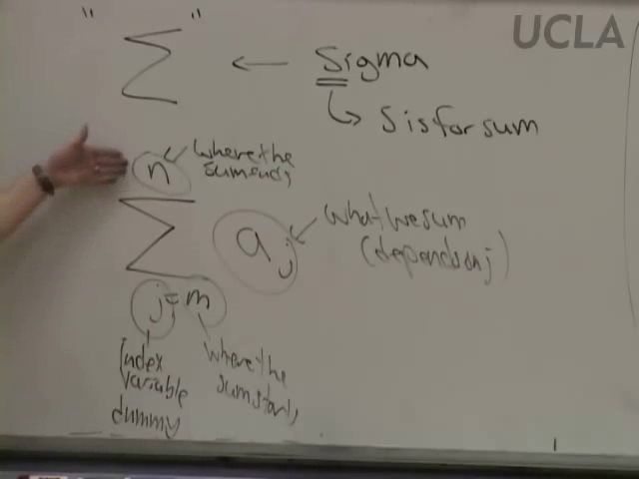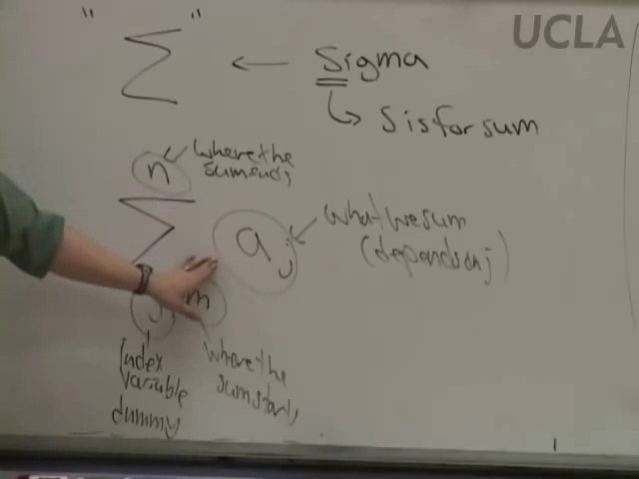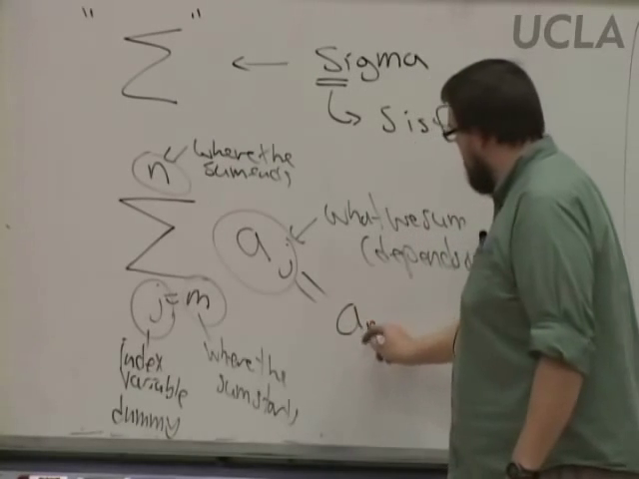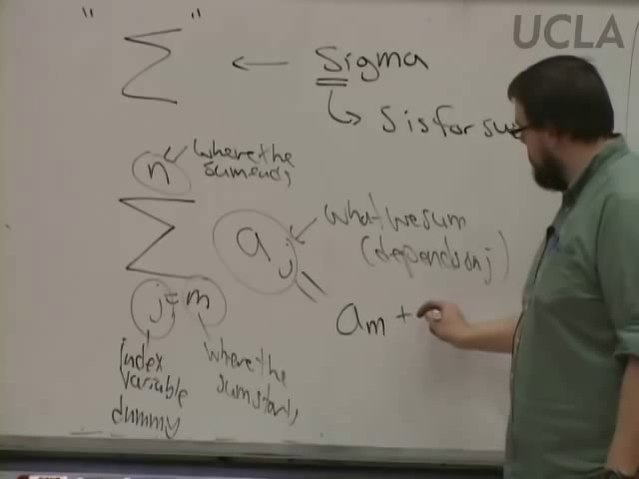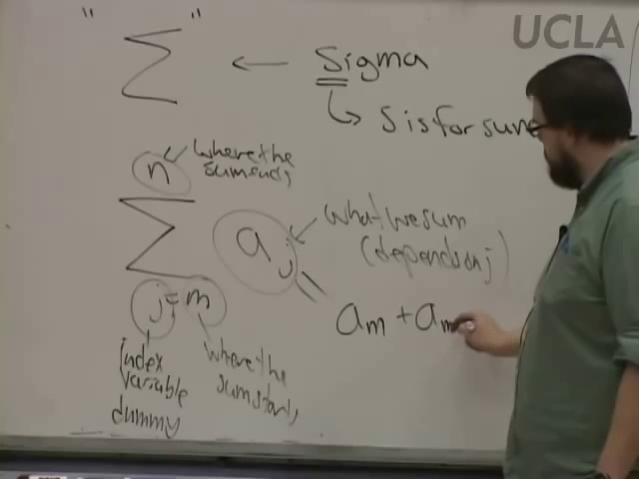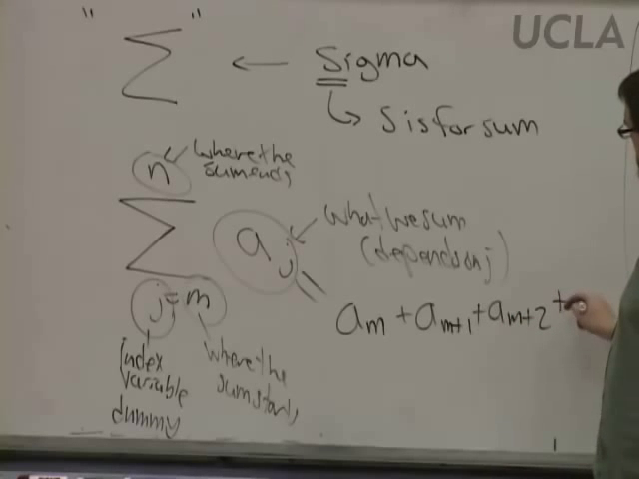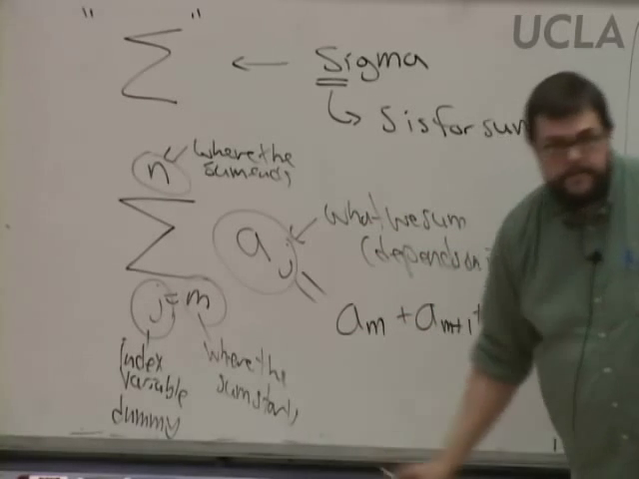So this notation you would read as the sum from j equals m to n of a_j. What does it mean? This is equal to a_m, and then we just write the next term, a_(m+1), and the next term, a_(m+2), and we keep doing this all the way up until we get to the last term, which will be a_n. So this is just a shorthand notation that we have.